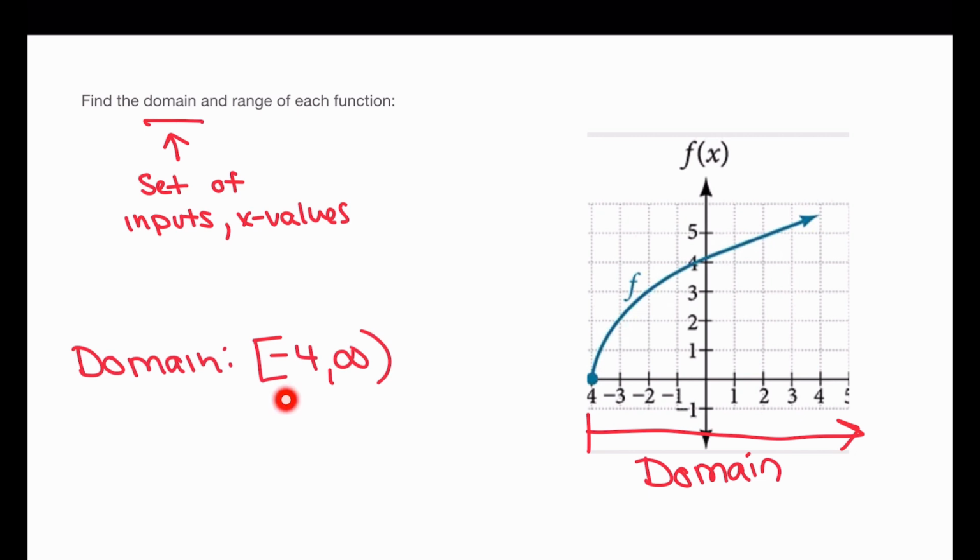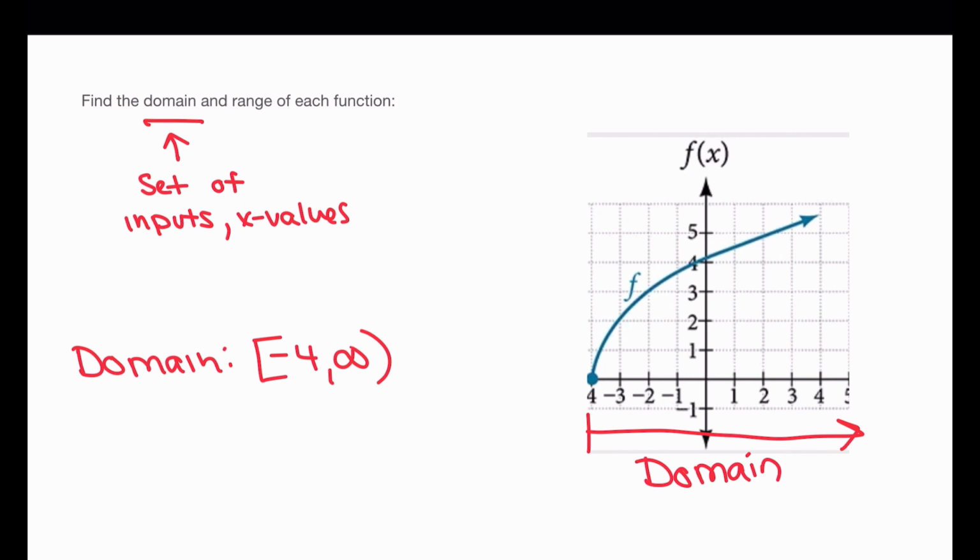In interval notation, we would write that as the domain is everything from negative 4 all the way to positive infinity. Because there's a closed circle at negative 4, we're going to use the square bracket, and we always put the parentheses with the infinities.